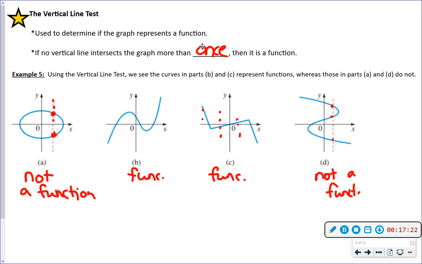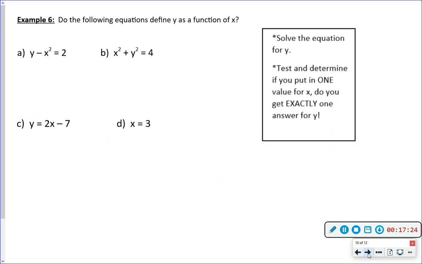All right, home stretch, my friends, and we're going to look at some pictures of graphs. Do the following equations define y as a function of x? Just to help you, what does that really mean? First, to define y as a function of x, the first thing we want to do is solve the equation for y. That's the first thing I'm going to do on all 4. I'm just going to solve them for y.